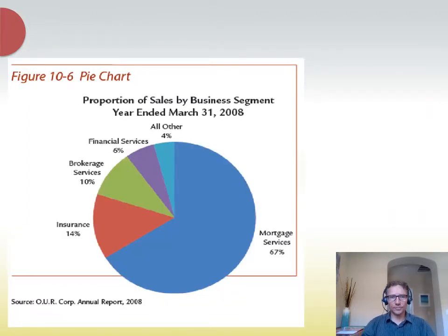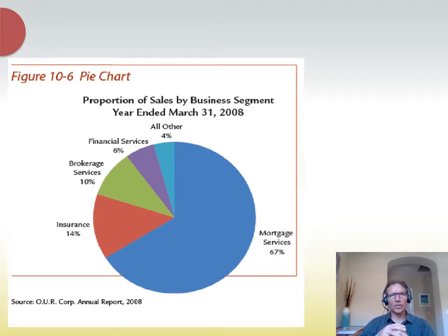A better pie chart. I don't like that they've got 3 versions of blue on this, personally. But here we see sales by business segment, and they have a pie chart. This works as a pie chart because it's sales by business segment. And we see mortgage services have the bulk of sales at 67%, and then insurance, and then broker services, financial services, all others.